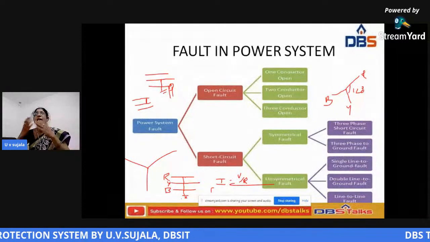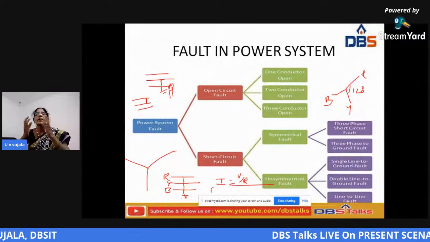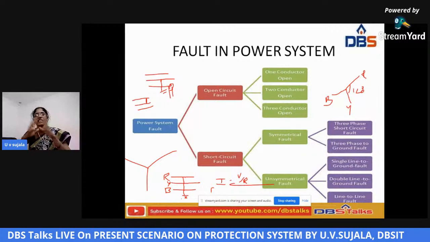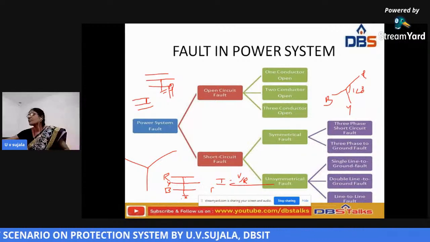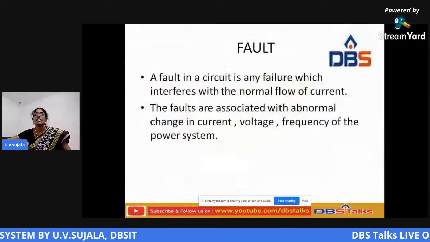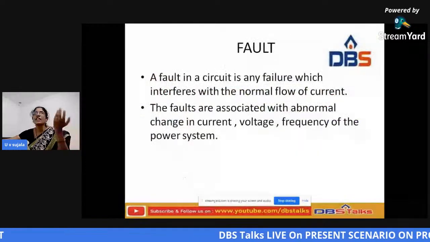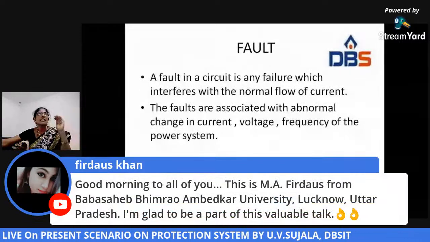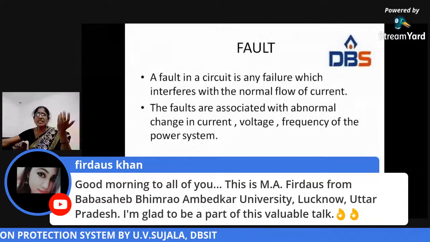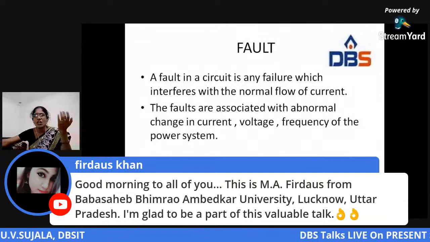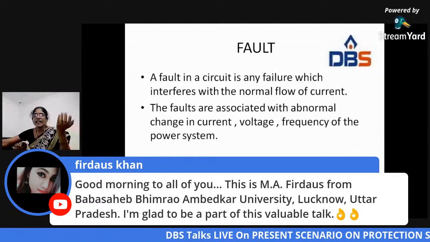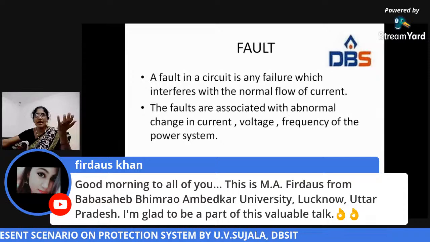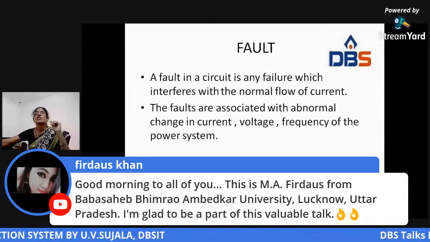But symmetrical faults are obtained in 5% or more of cases, because when you get that much fault, it is a very dangerous fault. This is about a fault, which is a failure in the normal flow of current. Whenever any fault occurs, it means abnormal changes of the currents or voltage, or the frequency of the power system is obtained, then it is called a fault.